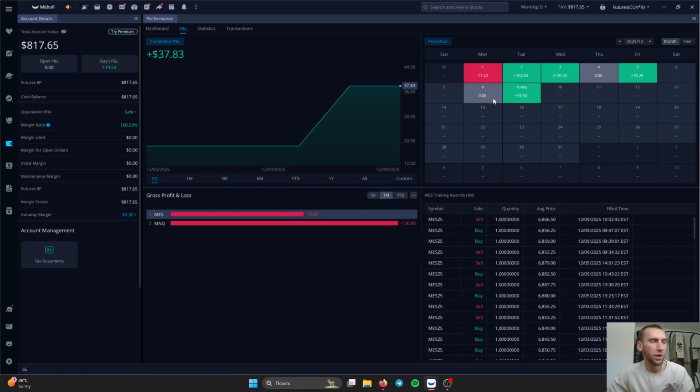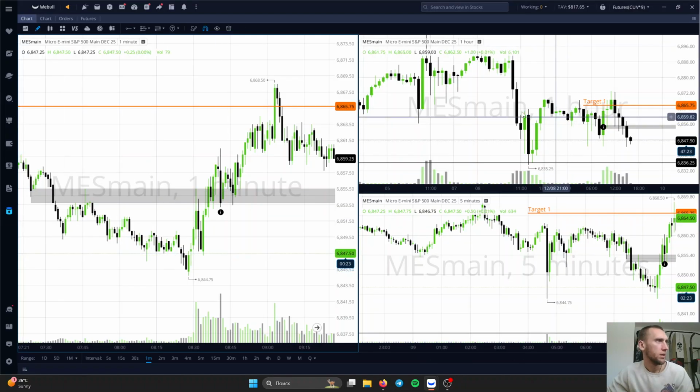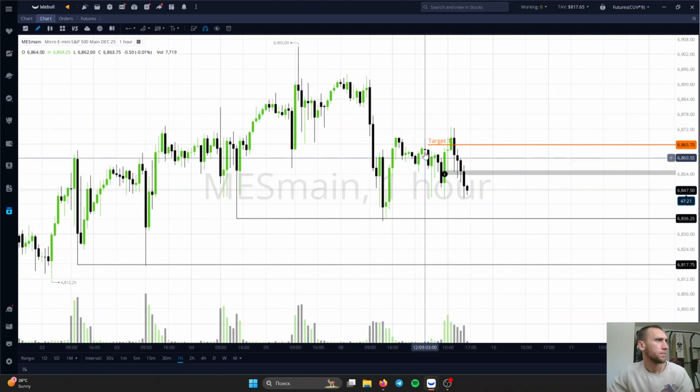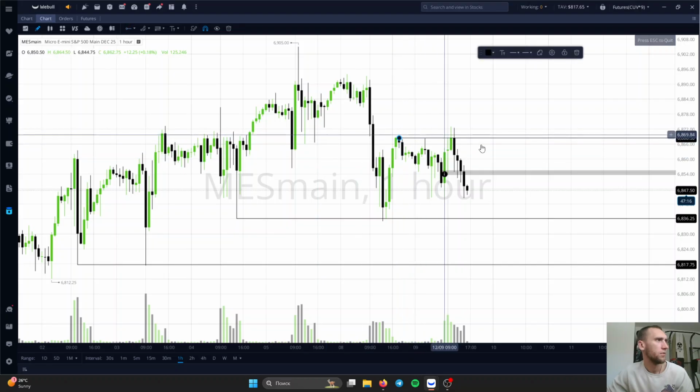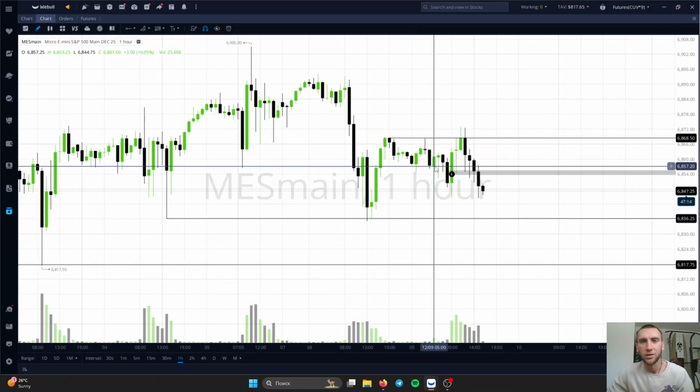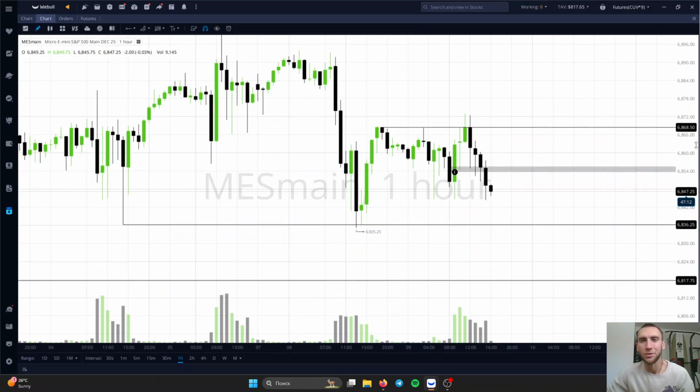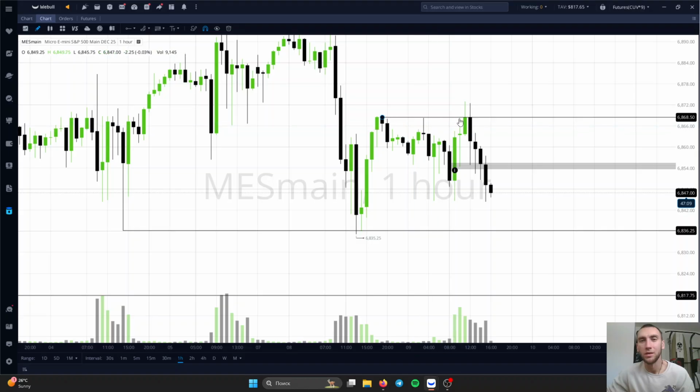And one more add on, for my future studies. As you can see right here, it's a pretty clean level too. We didn't close above the previous swing high, but we went through with the wicks. So right here, that should be a really nice short opportunity, which I missed because I was just holding my long position.